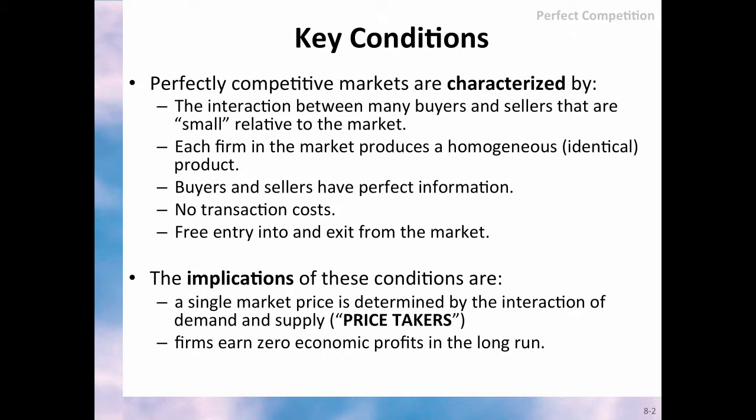These 5 characteristics have 2 important implications. Number 1, all sellers and all buyers are price takers. Remember this, price takers. This means that they must pay and charge the ongoing market price, and there is nothing they can do about it. And second, in the long run, every company in this market earns 0 economic profits, although, as I will explain later, accounting profits are not 0.